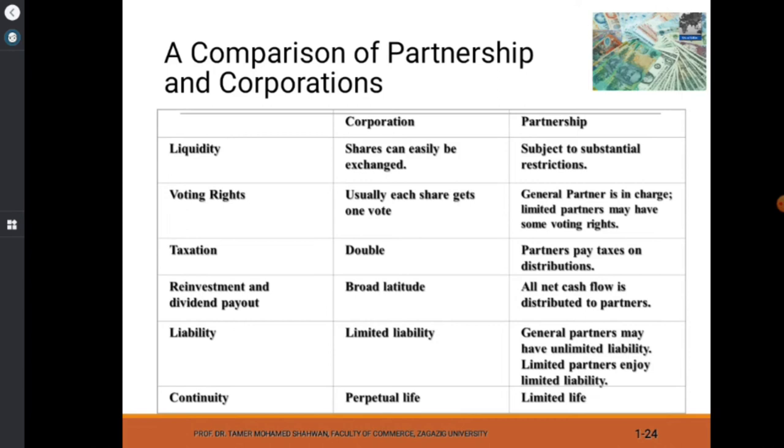The second characteristic is based on voting rights, and by law, if you are holding a share, you have a right to vote. So usually each share gets one vote. But this is not the case in the partnership. In the case of general partnership, almost always the general partner is in charge, and in some situations the limited partners may have some voting rights.